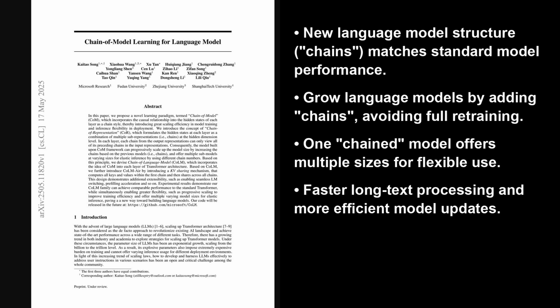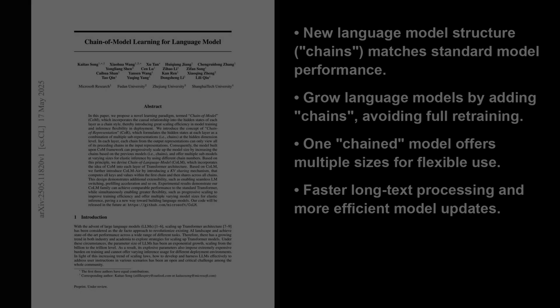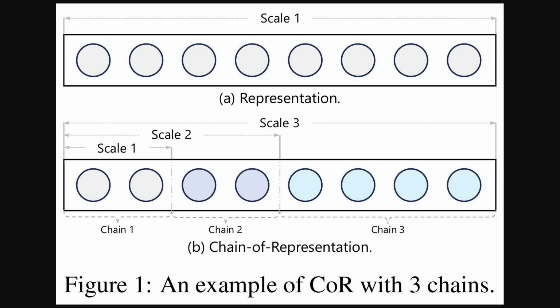This research paper introduces a novel learning paradigm called Chain of Model, or CoM. The core idea here is to structure models with a chain style in their hidden states, aiming for better scaling efficiency during training and more flexible deployment. It achieves this using what the authors call chain of representation, where hidden states are essentially combinations of linked sub-representations or chains.